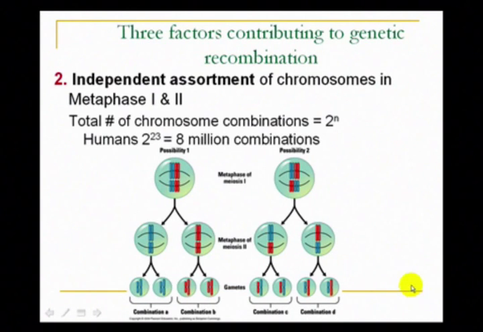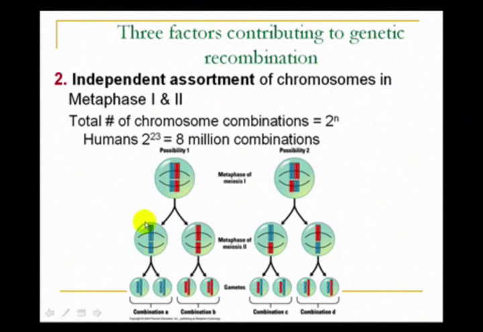Then we talked about independent assortment. This can also lead to more genetic recombination. And this happens in metaphase 1 and 2 because it basically depends on what side the chromosomes line up, what cell it goes into. So this is just showing 2 different possibilities. Let's say we're looking at just 2 pairs and you actually have 23 pairs. They can line up like this, or they can line up like this where they're on opposite sides.